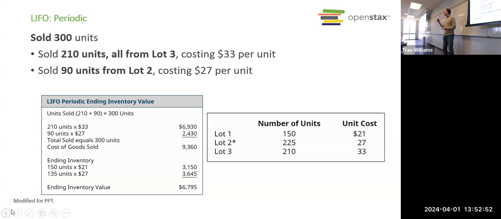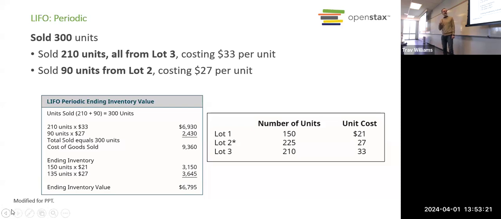Okay, now if we do LIFO, well, then we're going to start with the last batch. If we sold 300 units, we're first going to take the cost from these 210 at $33 each. And then the remaining 90 units at $27 each. So that's going to give us this cost of goods sold.